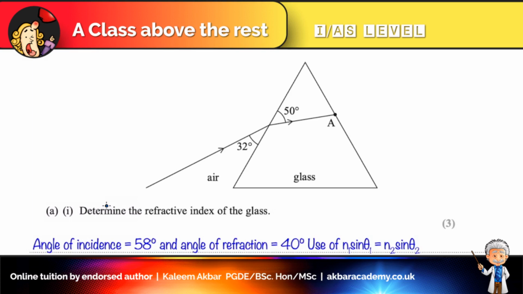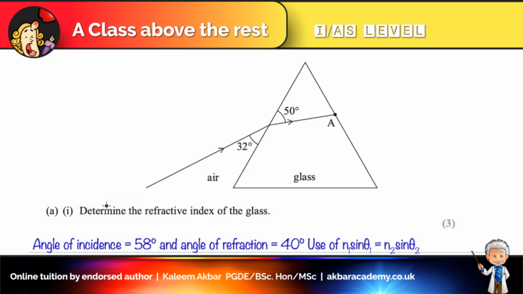Now here, the other thing we need to know is that whilst it looks like they've given us the angles, they haven't really, because we need to find the angle of incidence, which is between the normal and the ray of light, and we need to find the angle of refraction, which is between the normal and the ray of light. And in both instances, we don't actually have that.